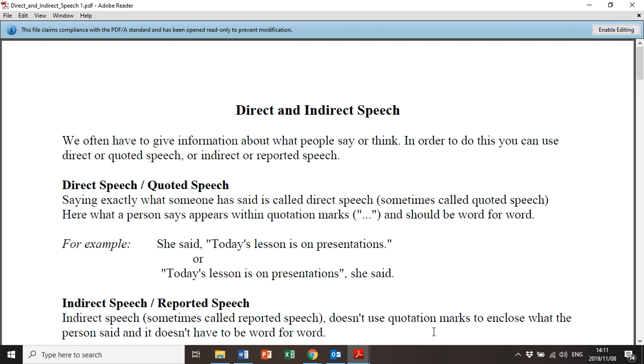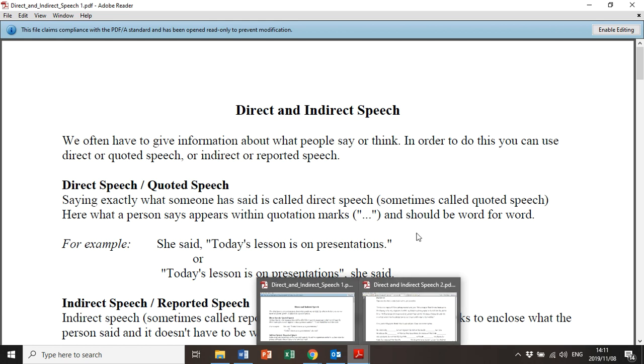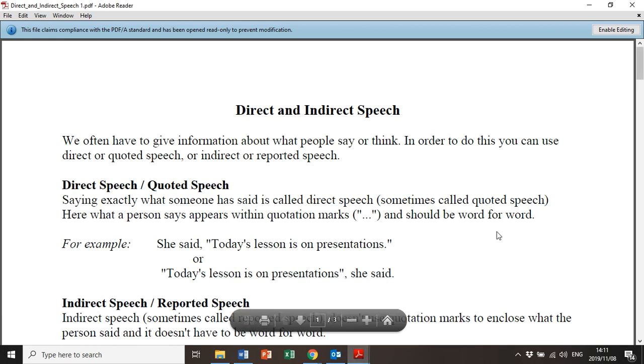Ons kyk spesifiek na direct en indirect speech. Ek wil graag hê dat ons tog kyk na wat die teorie sê. Ek gaan twee werkkaarte gebruik uit julle hersiening uit: Direct en indirect speech 1 en direct en indirect speech 2. Kom ons kyk vinnig wat die hersiening sê.